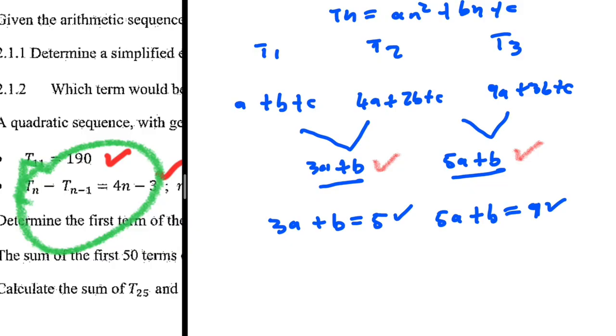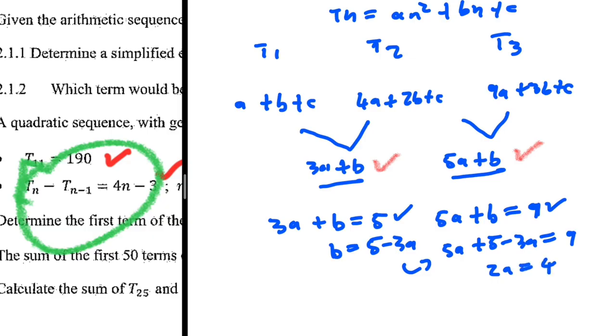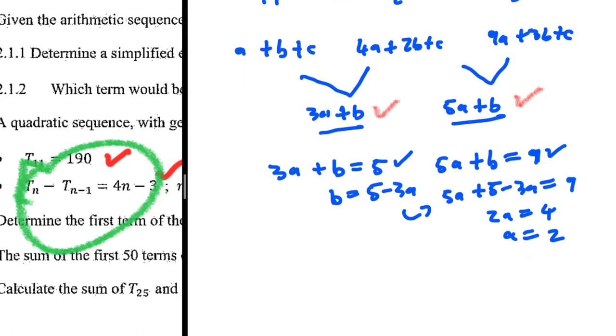In solving for a and b, we can make b the subject of the formula here and get 5 minus 3a, and then substitute it into this equation. We're going to get 5a plus 5 minus 3a being equals to 9. So 2a is equals to 4, a is equals to 2. 5a minus 3a, that is 2a, 9 minus 5 is 4. No mistake there. I think we're good to go.